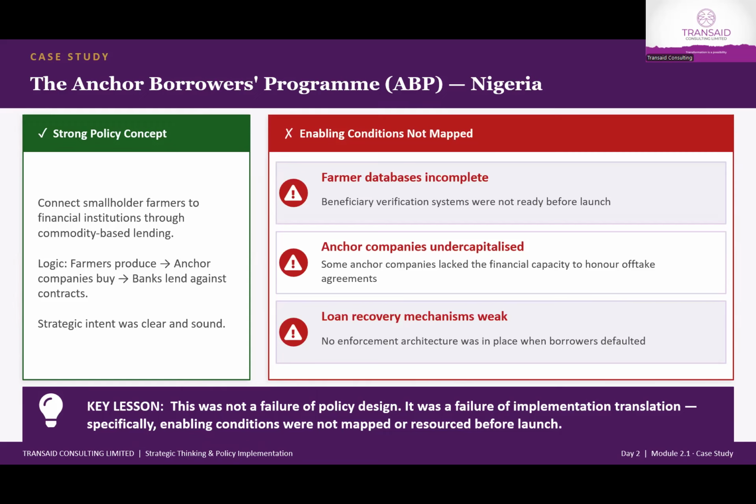We also identify and classify the anchor companies, because later some of them lacked the financial capacity to honor the offtake agreements. So you can categorize them. These ones can buy 5 tons, this one can buy 1 ton. So you know how to pair them with the farmers. The loan recovery mechanism was weak. No enforcement architecture was in place when borrowers defaulted.